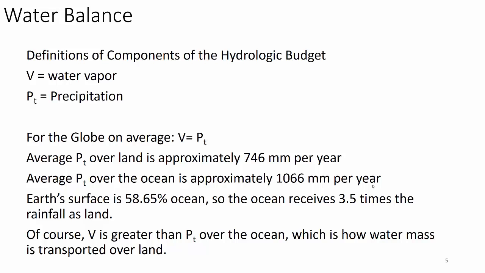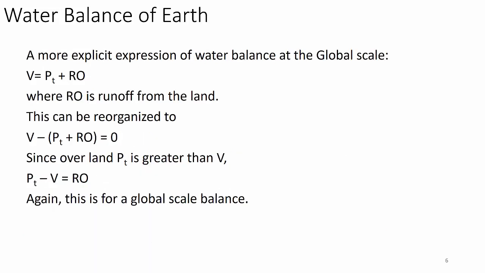Since Earth's surface is almost 59% ocean, the ocean receives 3.5 times the rainfall as land. Most of the rain falls in the ocean. That's a fundamental truism, just like evaporation drives the hydrodynamic cycle. Of course, V, the mass of water vapor in the atmosphere, is greater than PT over the ocean, which is how water mass is transported over land. So they're not in equilibrium everywhere. Over the entire planet, over an annual cycle, they're roughly in equilibrium, but not instantaneously in a particular place. Thank goodness, that's how we get rain.